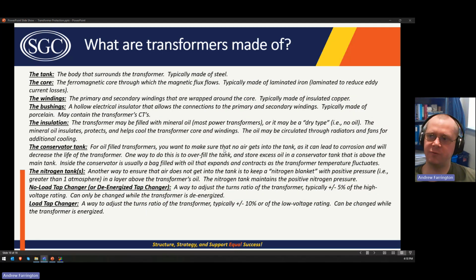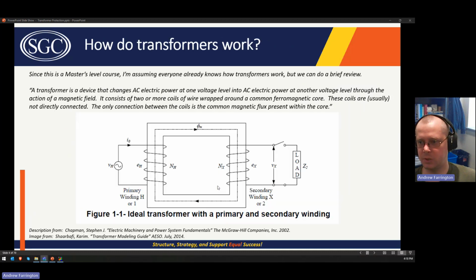All right, what are transformers made of? The main parts of the transformer are the tank, which is the body that surrounds the transformer, and it's typically made of steel. The core is the ferromagnetic core through which the magnetic flux flows. So back in this initial diagram, this would be the core here.